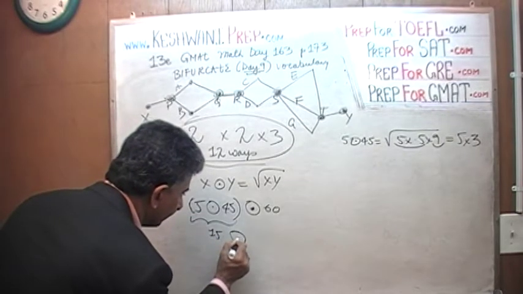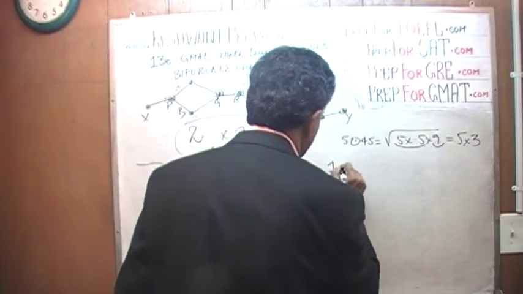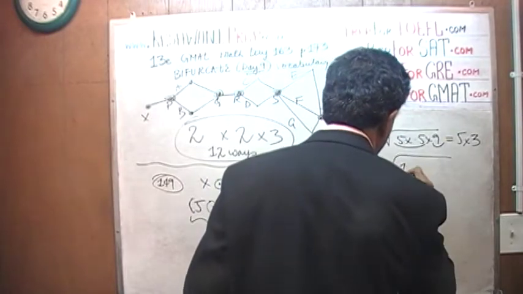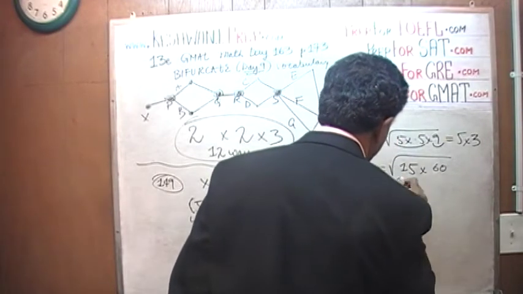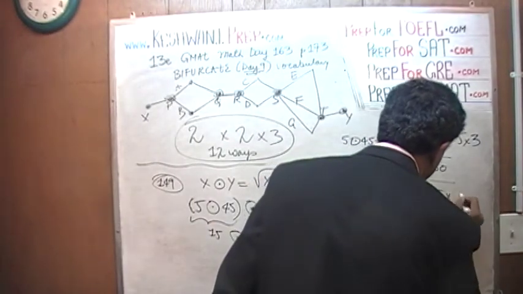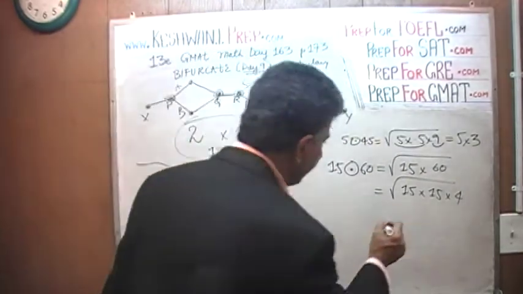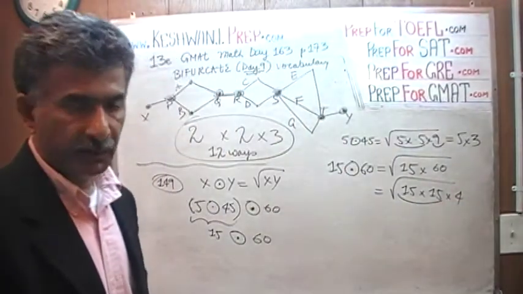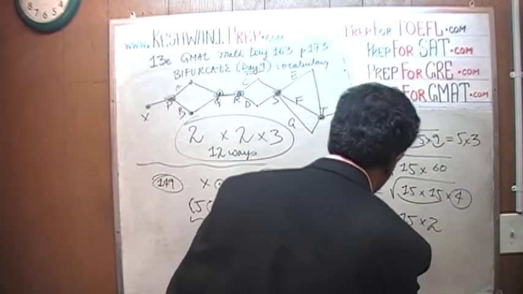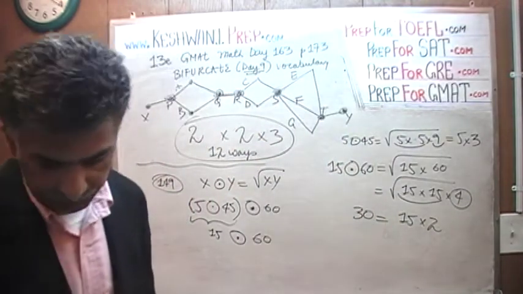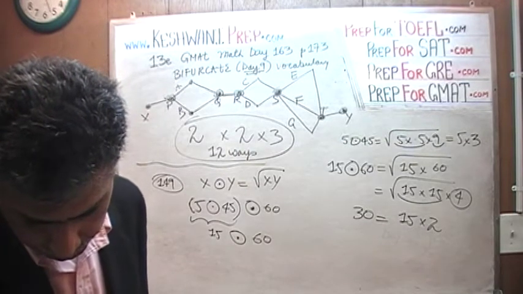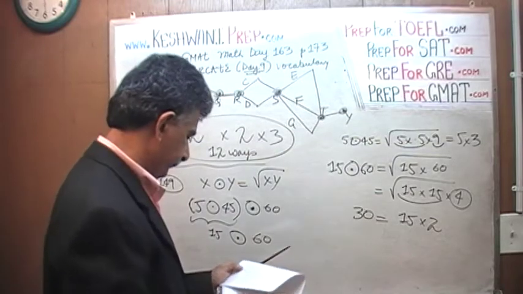So now we have to do 15 circle 60. Again the same routine, which is the square root of 15 times 60, but of course 60 can be written as 15 times 4. And we know that the square root of 15 times 15 is 15. And the square root of 4 is 2. Voila, that's your final answer. 30 is the final answer. And that is letter, it's not there. No, that's letter A. Answer is A.